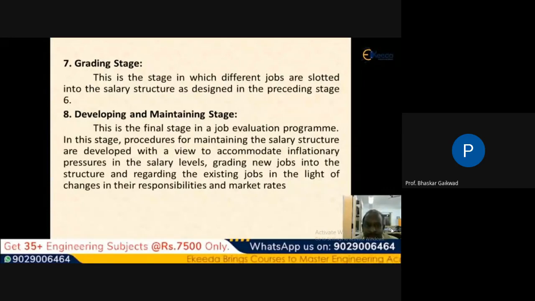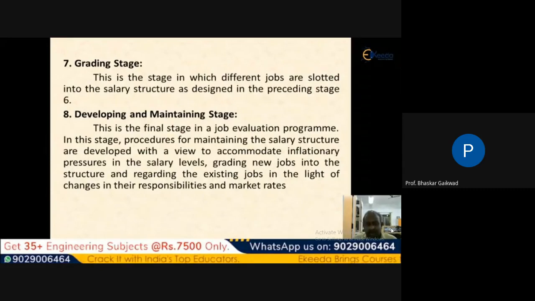Then finally, you are going to develop and maintain the stages. You are going to maintain the same wage structure for the job that has been evaluated, and you are going to explain it to the laborer. So this is the developed salary structure for this particular job. You have to improve yourself for different levels of salary. You can change his responsibilities, you can change his methodology of doing, and you can support the laborer through education and training, whatever it may be.